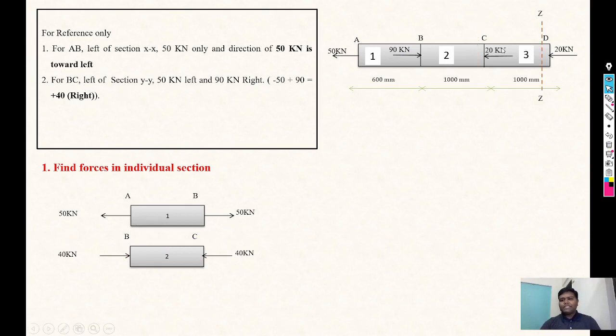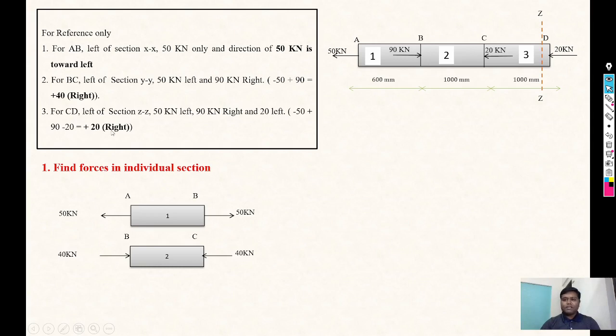So for the CD section, we will consider the ZZ section between point C and point D, and we'll focus on the left part. Now on the left part three forces are there: 50, 90 and 20 kilonewton. 50 is towards left, negative, 90 towards right, positive, and the 20 towards left again negative. So minus 50 plus 90 minus 20 is plus 20. The answer is plus 20.